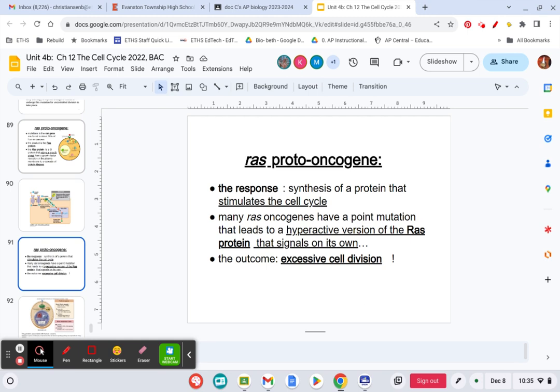So the response of the RAS proto-oncogene is the synthesis of a protein that stimulates the cell cycle to go forward. Many RAS oncogenes have a point mutation. A point mutation just means that there is literally one change in the DNA, like from an A to a T. And that causes the RAS protein to be hyperactive, and that causes this excessive cell growth or cell division.